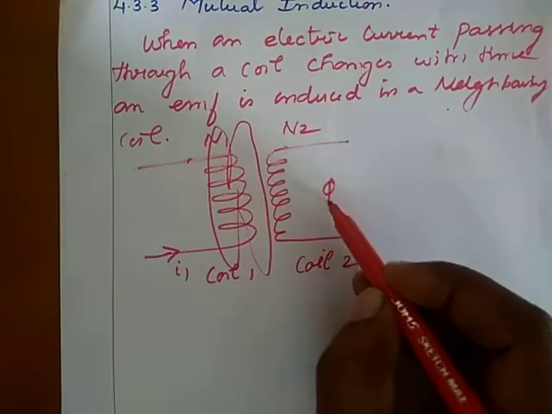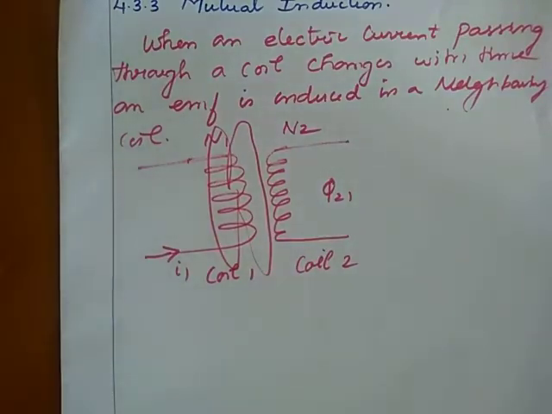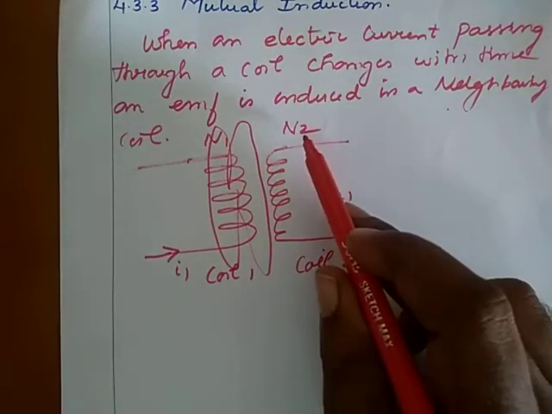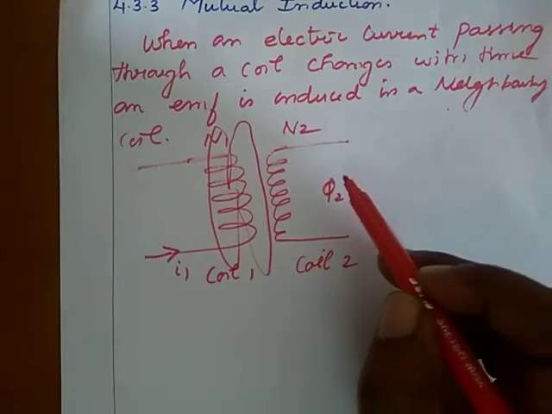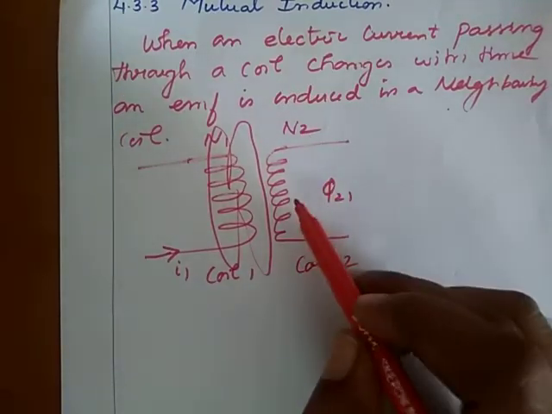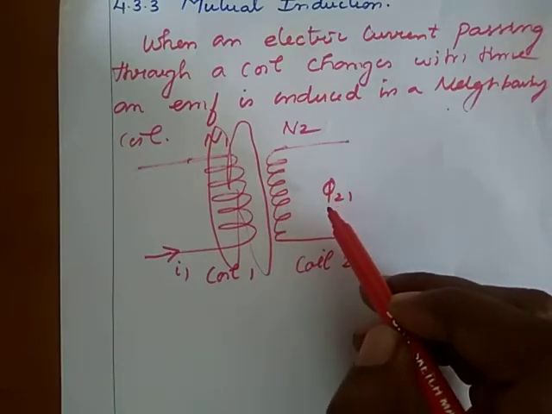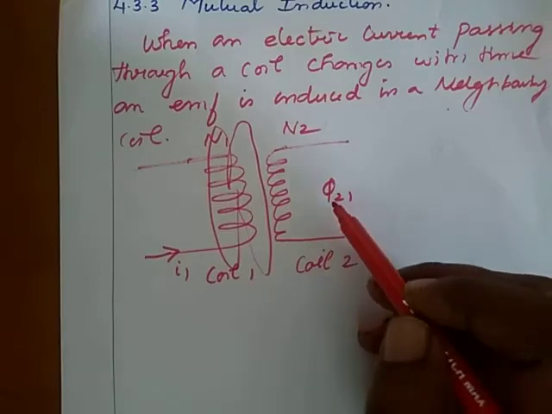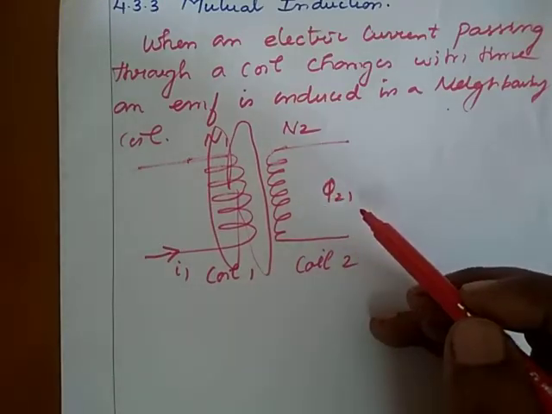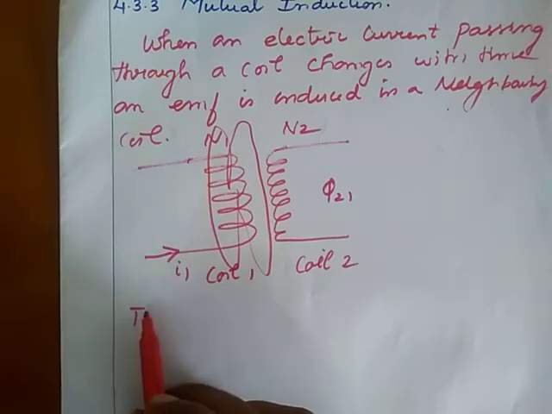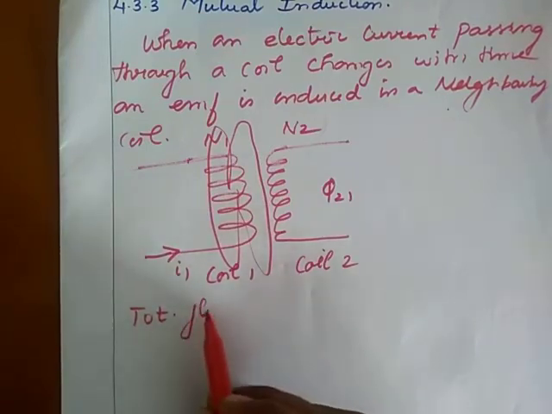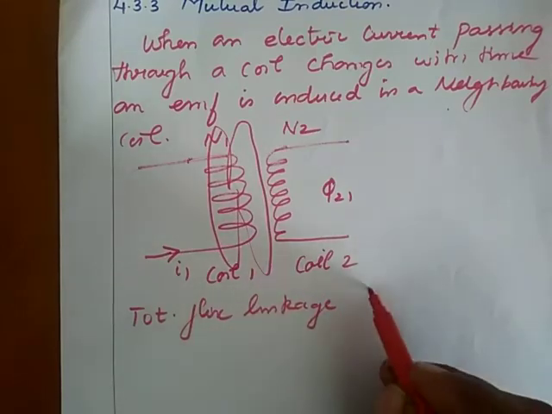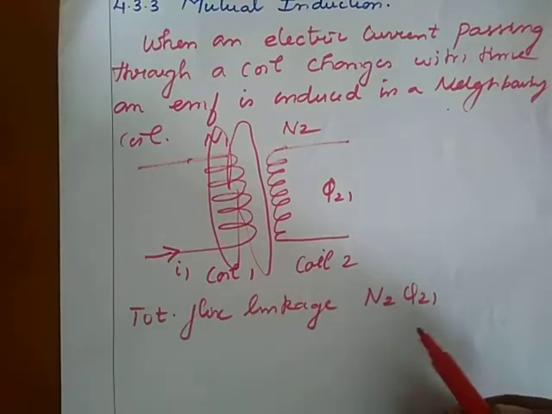Here phi 21 is the magnetic flux linked with each turn of coil 2, which has N2 turns. For a single turn, the flux linkage is phi 21. Then the total flux linkage can be written as N2 phi 21.